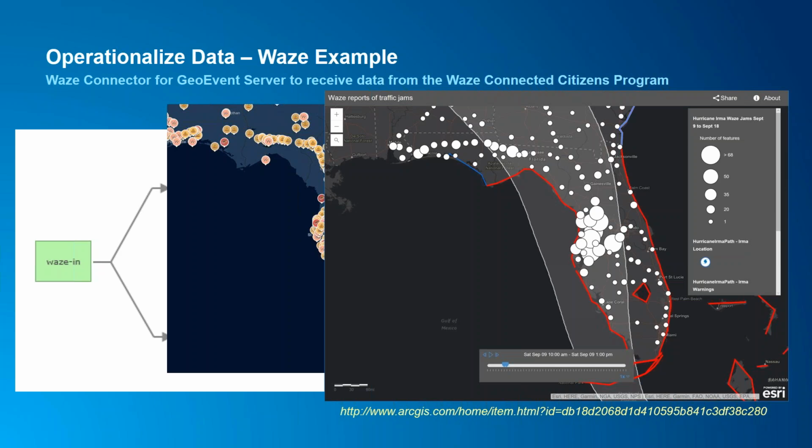In this example, as we play back the events over time, we can see where the concentration of Waze jams was highest. In this case, Hurricane Irma was approaching, and citizens were moving away from the coast, from the west coast of Florida here. So this is just another example of operationalizing data. And as Ryan mentioned, this is much of the hard work that needs to be done from a preparedness perspective.